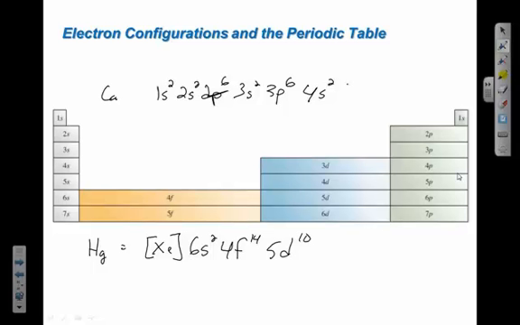If I were doing gold, well, gold is a bit of an exception, so I won't mention that one. If I were doing iridium, I wouldn't have a 5D10 because iridium is only the 1, 2, 3, 4, 5, 6, 7th element over in the D block. So if I were doing iridium, everything would be the same, but I would have a 5D7. So yeah, I'll just put that on here. Questions about that?